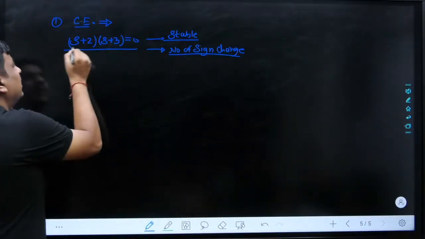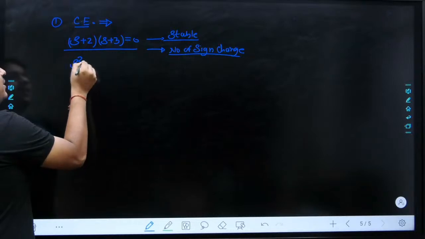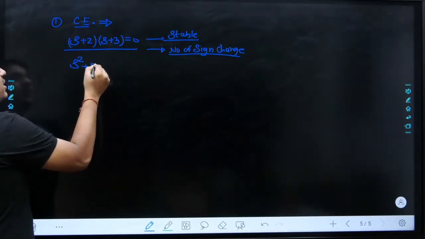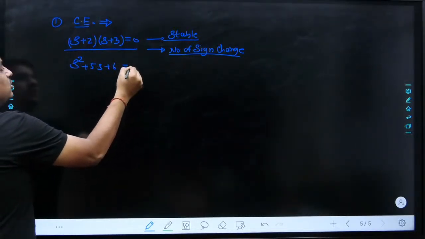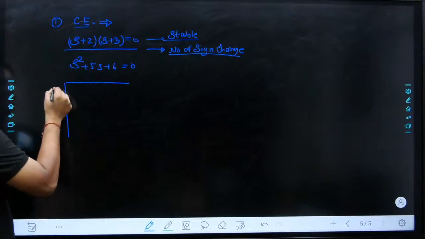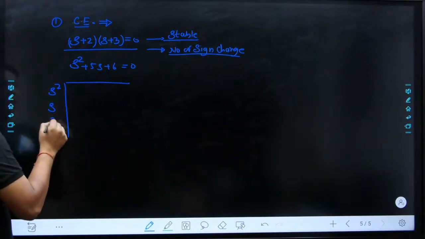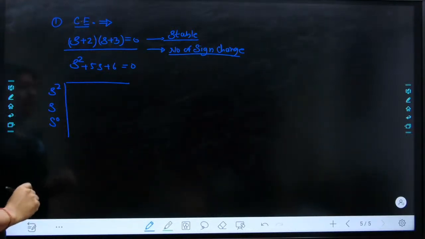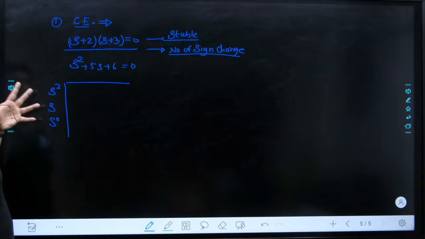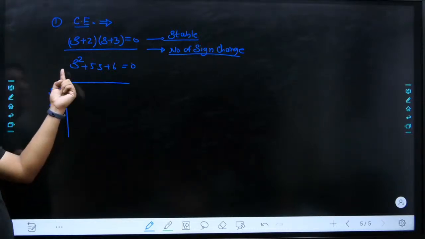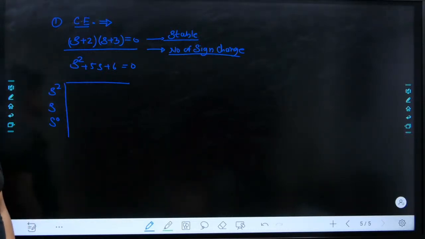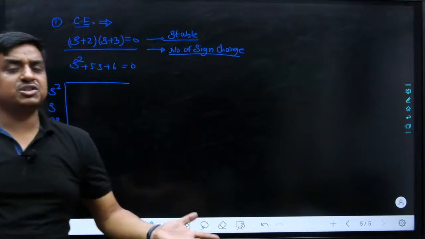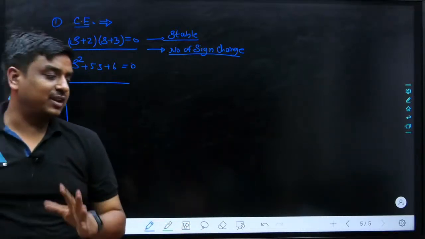How do we do that? First we multiply them. So it would become s square plus 5 times s plus 6 equals 0. What I would do over here is start from s square, go with s, and end at s naught. Agreed? How many rows will you have? You will have the number of rows one more than the degree of the algebraic equation. And here the degree of the algebraic equation is 2, so it is going to be 2 plus 1, that's 3.